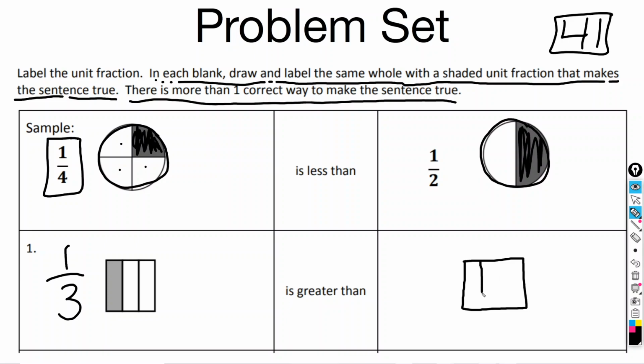So I'm going to break this into 3 pieces. And then I'm going to cut it in half. Now I have 1, 2, 3, 4, 5, 6 pieces. I'm going to shade one of those pieces. So I've shaded one piece out of 6 pieces altogether. Now let's go back and read my sentence to make sure it's true. 1/3 is greater than 1/6, and that is correct. This piece is bigger than this piece.